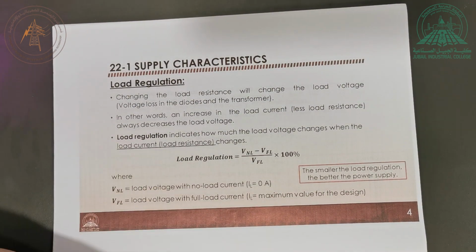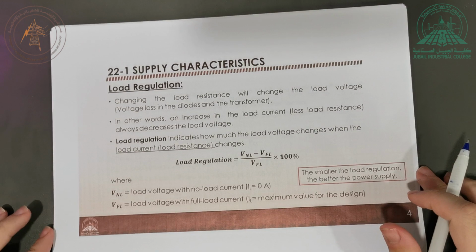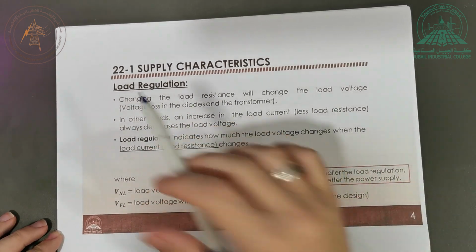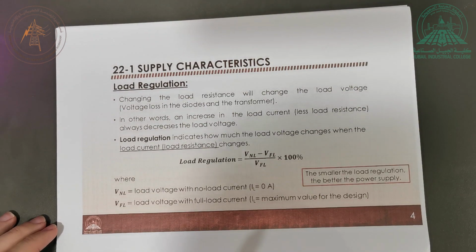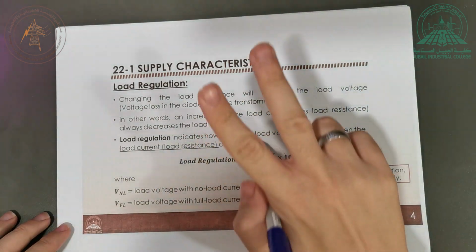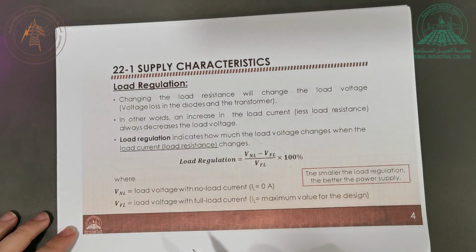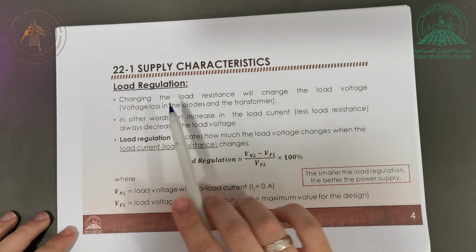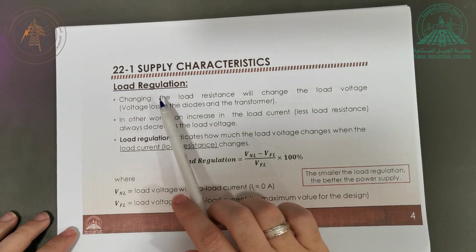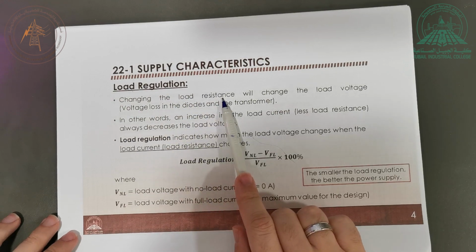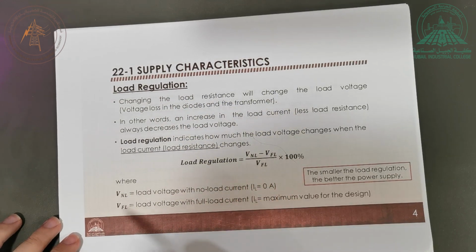So now we need to talk about how I can actually estimate or quantify this regulation. So we have the two kinds of regulation we need to talk about now. The first one is called the load regulation, right? So what is the load regulation again? The load regulation is when I change the load resistance. Okay, when I change the load resistance, I should have the voltage remain the same.